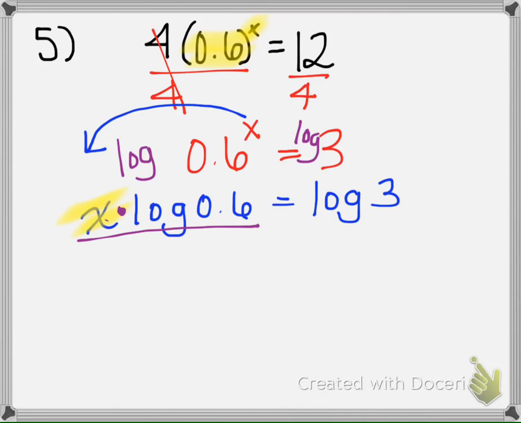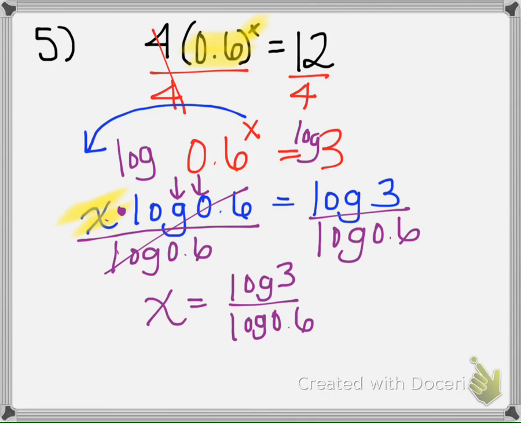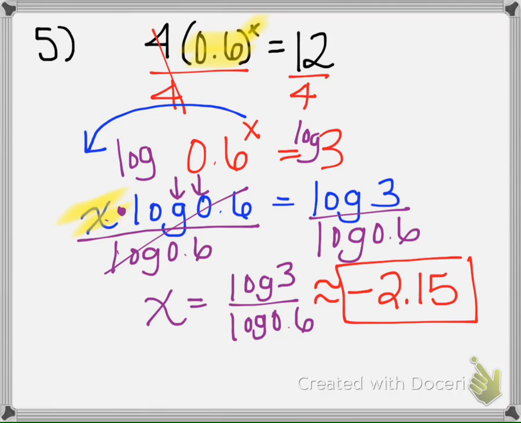Since this is multiply here, we would divide. Because again, remember, as weird as this may seem, that's just a number. So we're going to divide by log of 0.6. So our exact answer is log 3 over log 0.6. Then we're going to enter that into your calculator, and we would get about negative 2.15 for x.